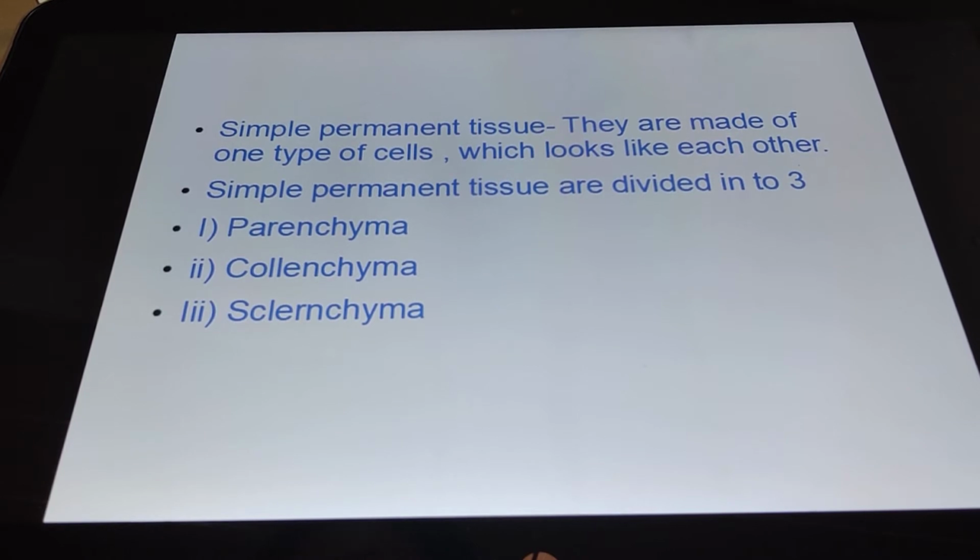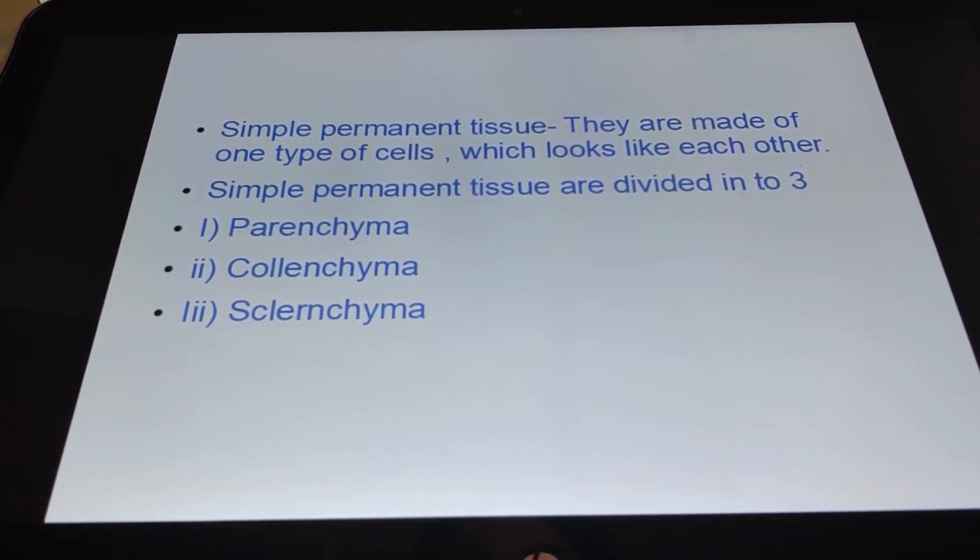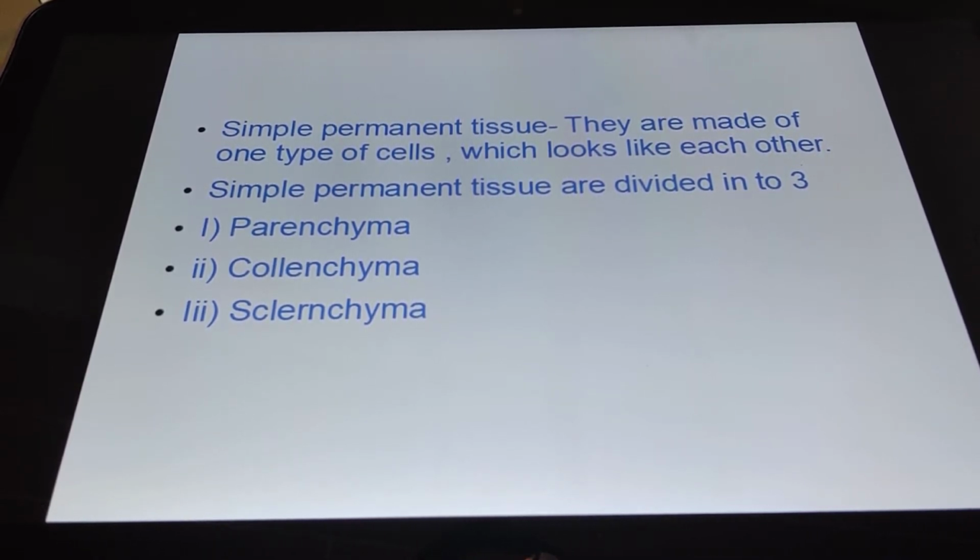Now, why is it known as a simple permanent tissue? Because they are made up of one type of cell. Same with complex also: different structures of cells combining together and performing a common function, which we call complex permanent tissue. Now here, as you can see, simple permanent tissues are again subdivided into parenchyma, collenchyma, and sclerenchyma.